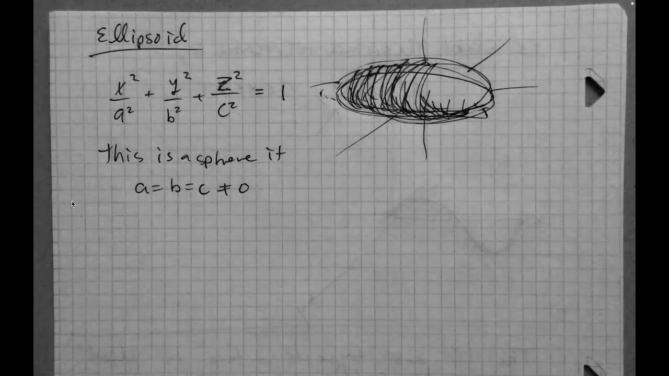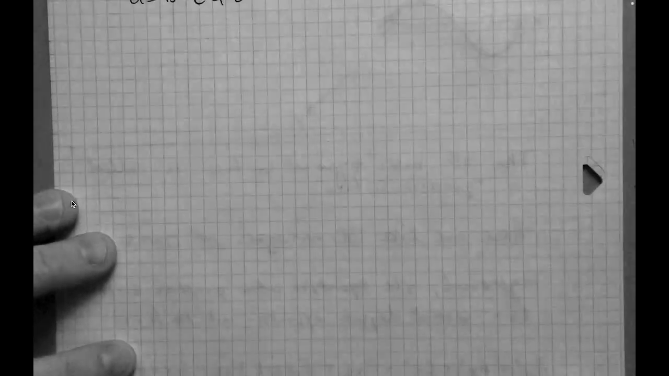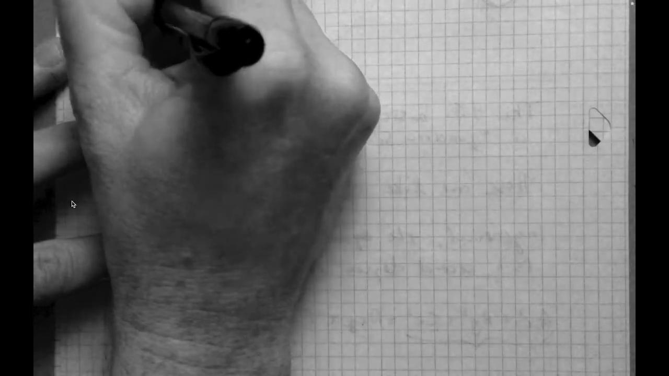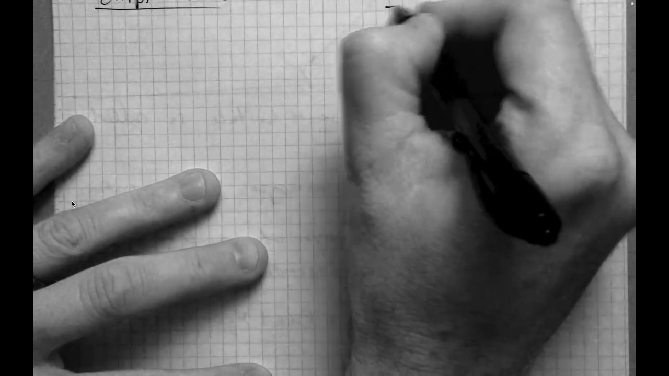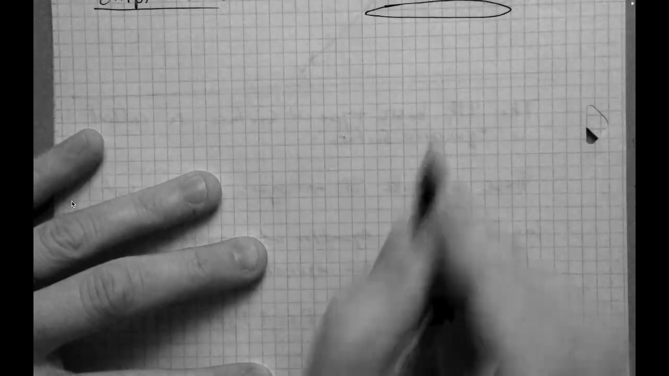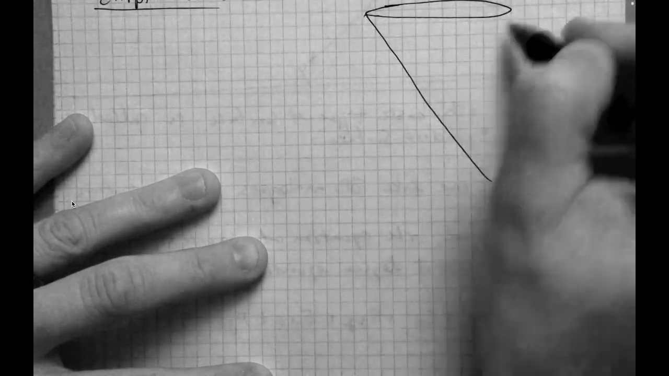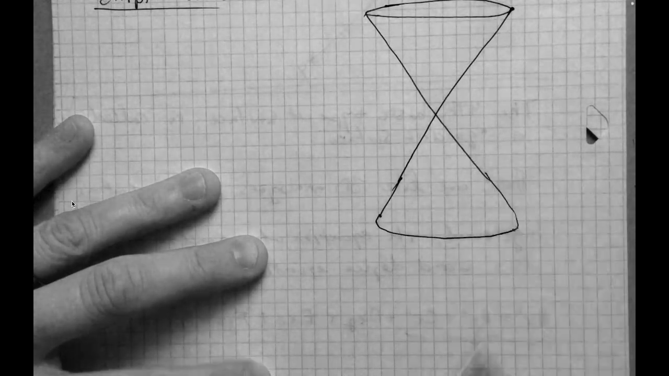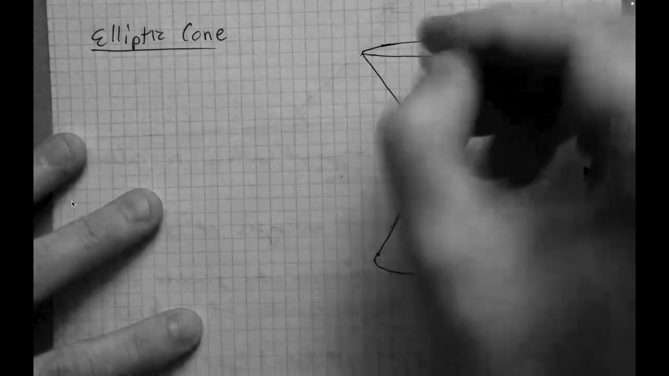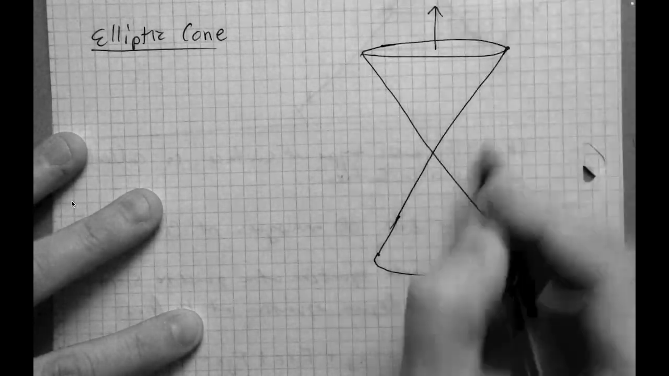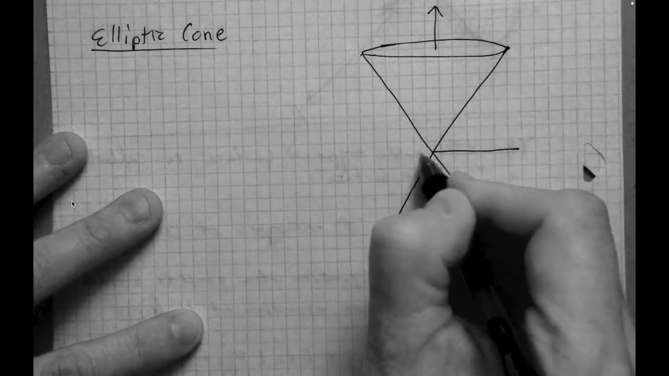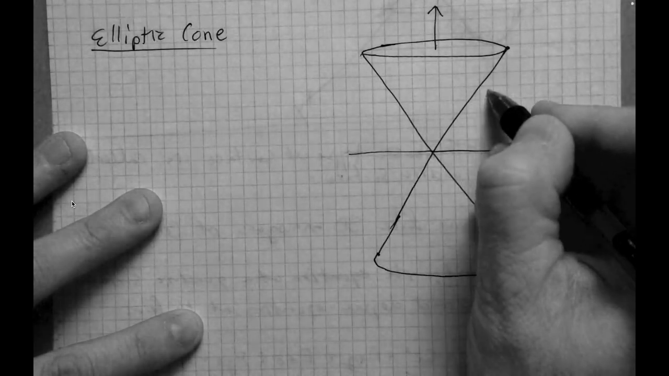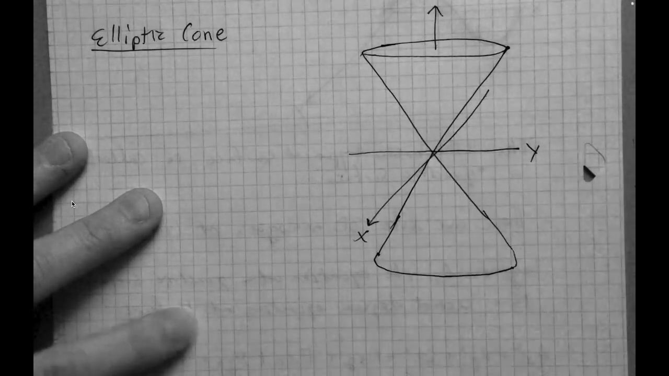Okay, so the next one is called an elliptic cone. This is an elliptic cone. Now the way to think about this one is it has a top like this, right? And then it comes down, and it comes down over here as well, and it's going to have a bottom as well. Kind of like that. Okay. And so you can imagine your z-axis coming up the top here, and then maybe you've got your y-axis here and your x-axis here. Okay.